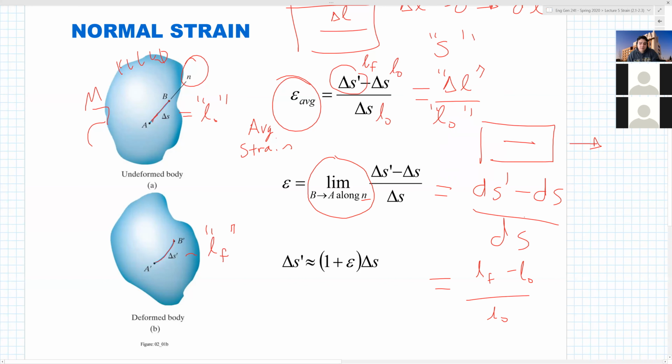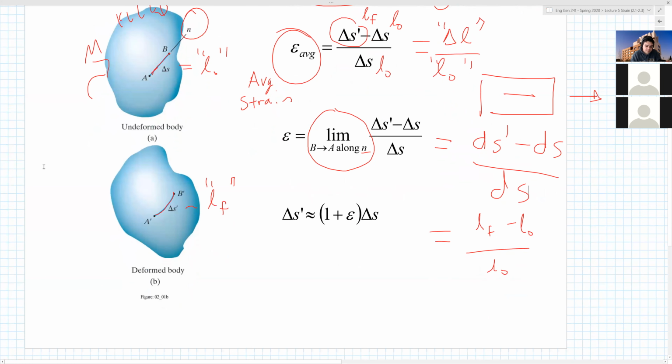But what if you care about the final length? Okay, so what is strain? Let me repackage this, the calculus way of doing it. Strain is your final minus your initial, infinitesimally.